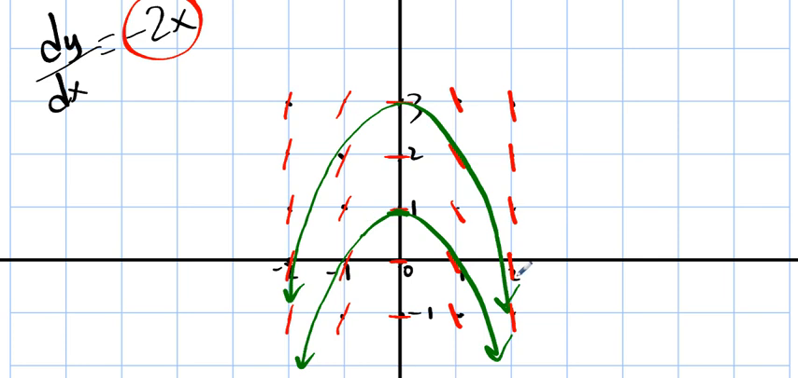Now, we sort of knew this was coming. How did we know this was coming? Well, we can figure out what y is. y is the antiderivative of that. And so all of the green curves should look like this. They should. And you can see that they do just by following the little dashes.